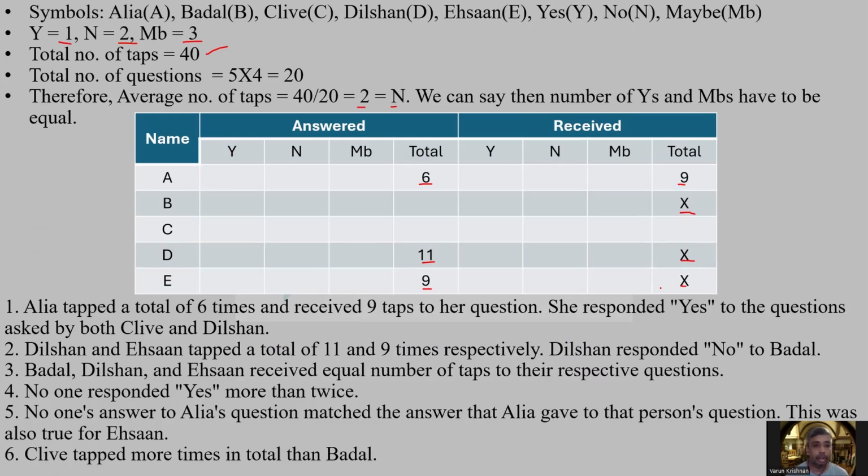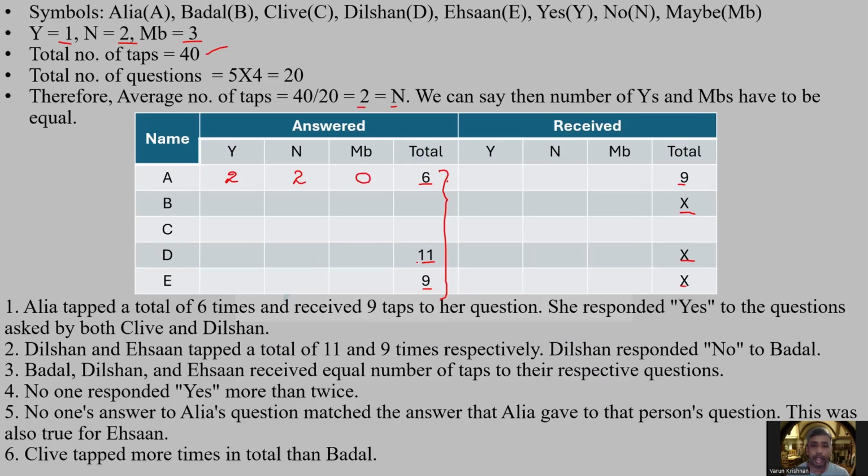The next clue is very, very interesting because it says no one responded yes more than twice. So the maximum number of yeses we have is 2, which means the minimum possible value of the total number of taps as answers, this column, can be 6. Because 2 yeses is the maximum. So if we want to keep this number minimum, then I have to make the remaining 2 no. I cannot have 4 yeses. So 2 yeses and 2 no's makes it 1 plus 1 plus 2 plus 2, which is equal to 6. So if Alia has answered with 6 taps, that is only possible if she has given 2 yeses. She cannot give more than that. And the remaining 2 have to be no's and 0 maybes.